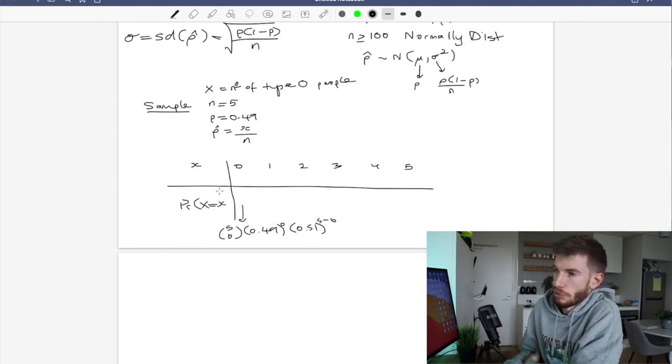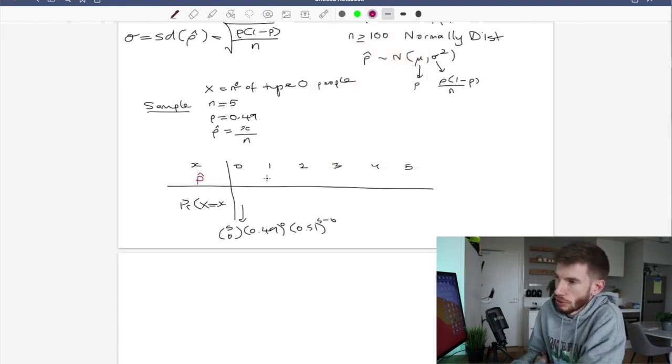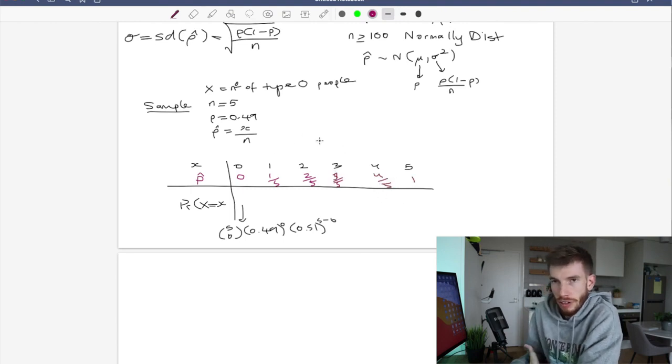The only thing that's different this time is we don't really care so much about what x is, so we're more interested in what is p hat that relates to that. So here it would be 0 out of 5, or 0. This would be 1 out of 5, 2 out of 5, 3 out of 5, and 4 out of 5, and then finally 1. So be careful, because obviously a lot of them are fractions. They're not probabilities. They are the statistic that we're more interested in.